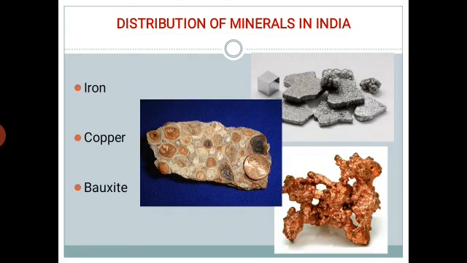Students, the second one is copper. Copper is widely used in electric goods such as generators, wireless systems, electric motors, radio, telephones, electric wires, refrigerators, utensils, etc. In the world, copper is found in Chile, Australia, Peru, Mexico, Russia, Congo, and Canada. In our country, it is mainly found in Madhya Pradesh, Rajasthan, and Jharkhand.